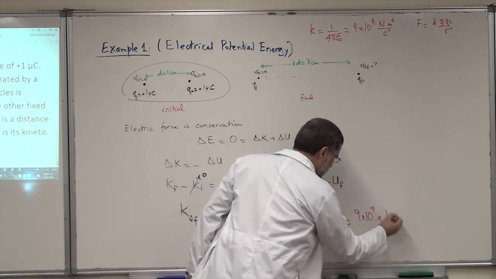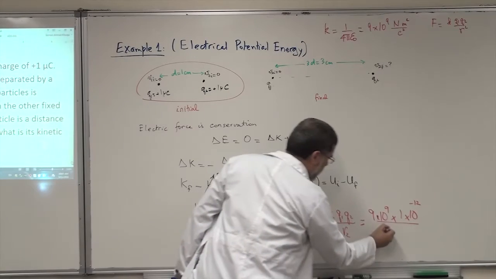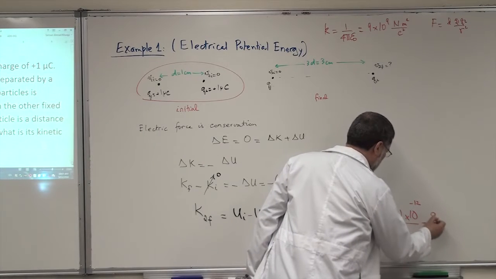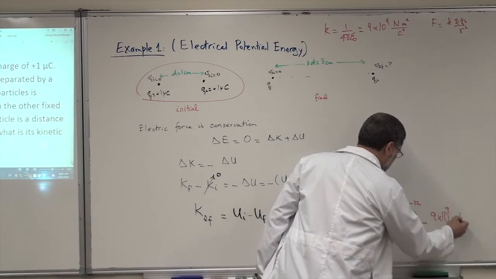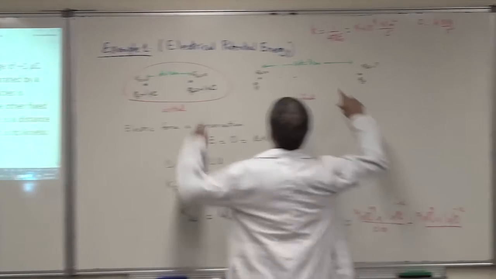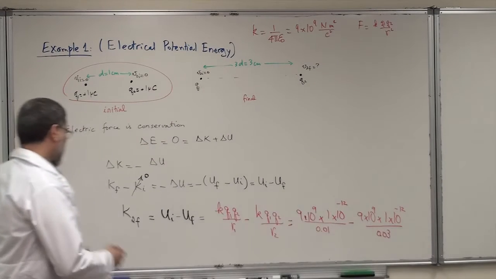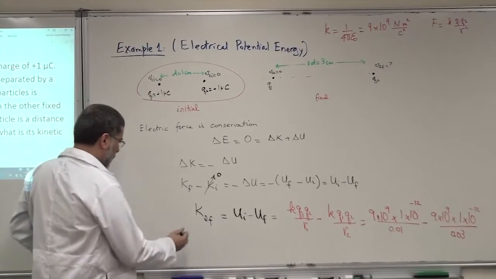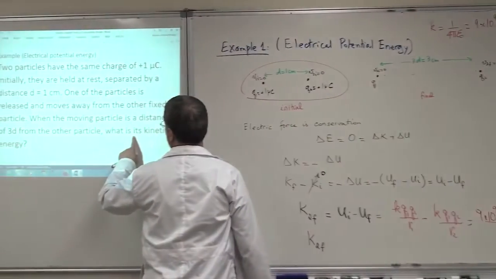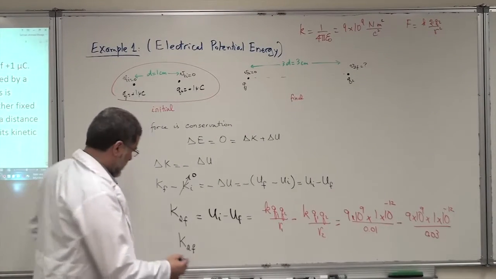It gives you 1×10^-12 over the distance between them initially, which is 0.01 meters. We have to use SI units. So: 9×10^9 times 1×10^-12 divided by, what is the distance now between them? It is 3 centimeters, 0.03, okay? So if you do the calculation correctly, you find that the kinetic energy of the second particle, the other particle, when the distance is 3 centimeters, is equal to 0.6 joules.